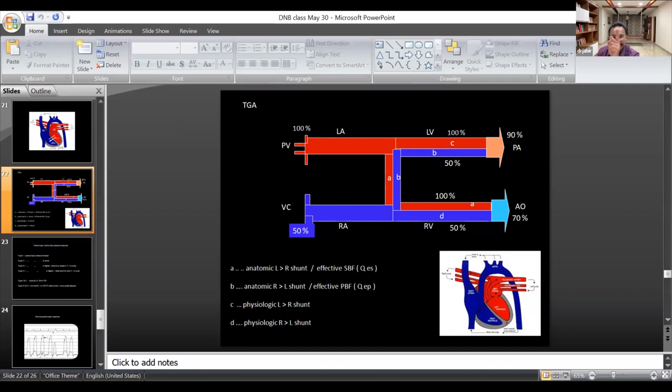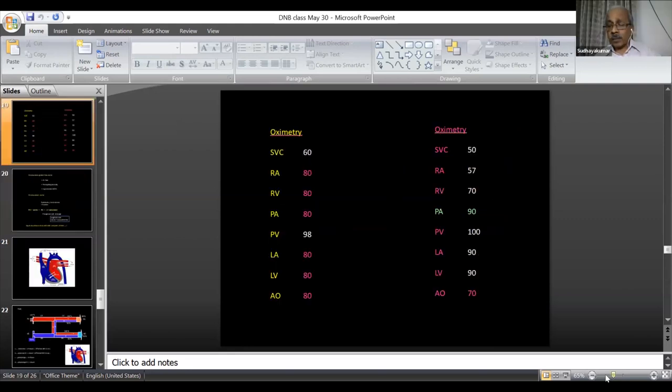Sir, could you show your saturation slide again? The previous one? No, the first one, the saturation. You have shown the saturation. I think 3 or 4 slides ago, the 20th slide. This one? This one. Yeah.